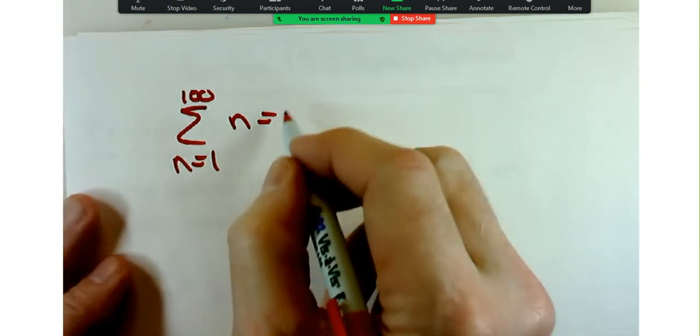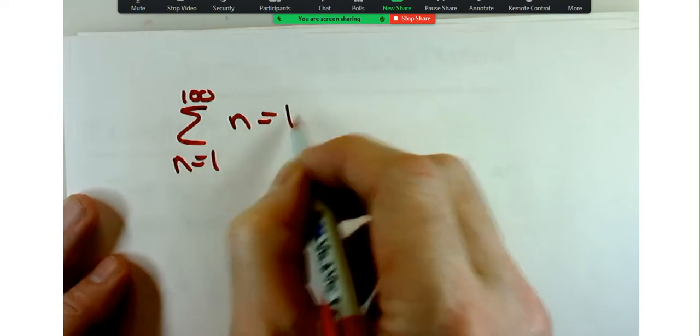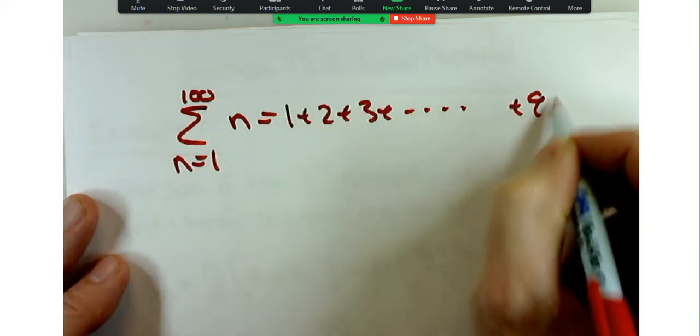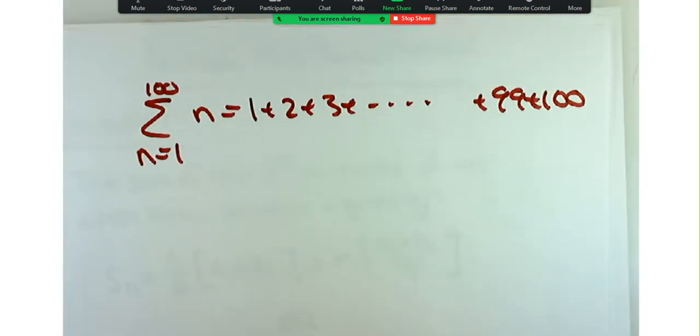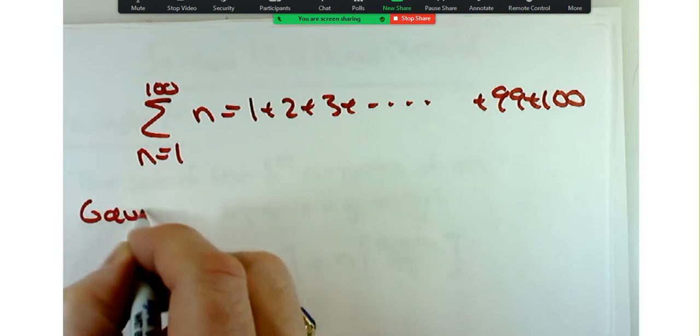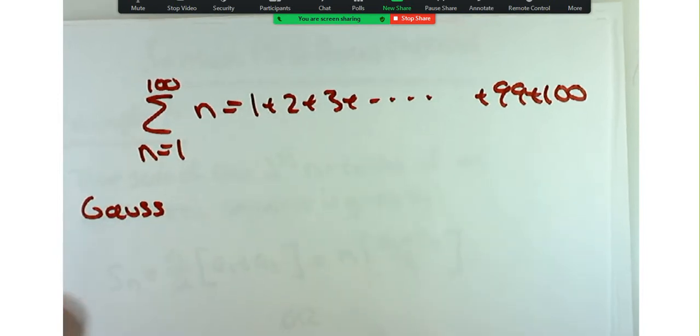Your teacher gets mad at you and says, here, do this one. And so you say, okay, well that's really 1 plus 2 plus 3 plus and so on, all the way up to 99 plus 100. Now, still imagine you're this 10-year-old kid. Can you tell me the answer to this? Even if I gave you a minute or two, could you tell me the answer? Probably not.